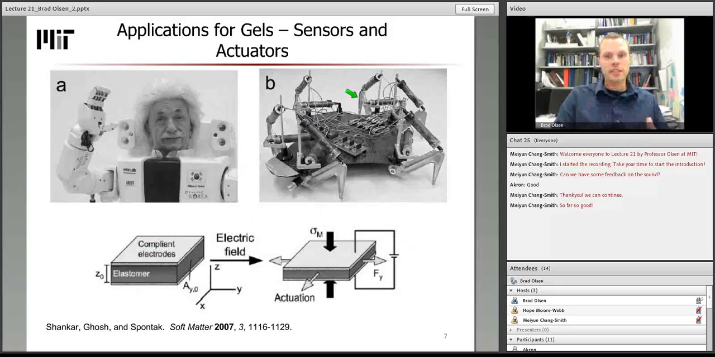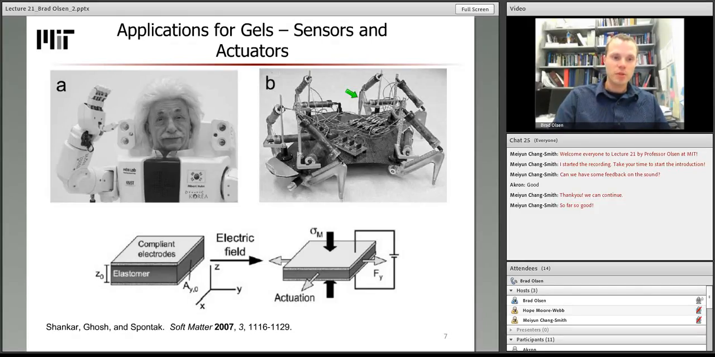And then finally, this is the last sort of high-tech example I'll show, which is the application of gels for sensors and actuators, in this case soft actuators. So I've shown here a couple of pictures of robots that use soft actuators. For example, this Albert Einstein robot, which uses soft materials in order to create actuation, which generates facial expressions.